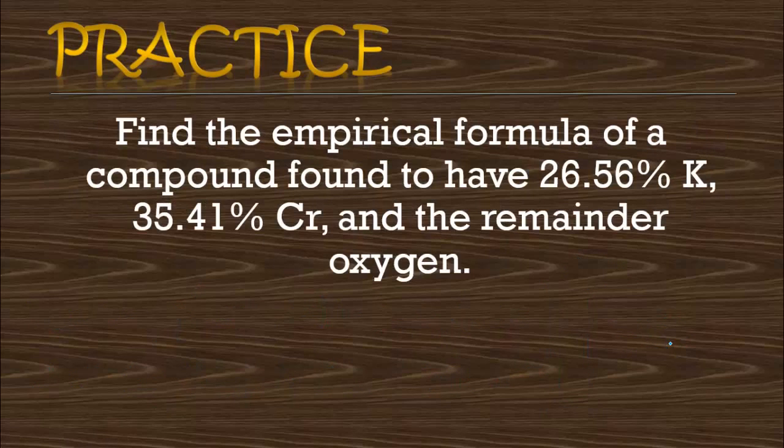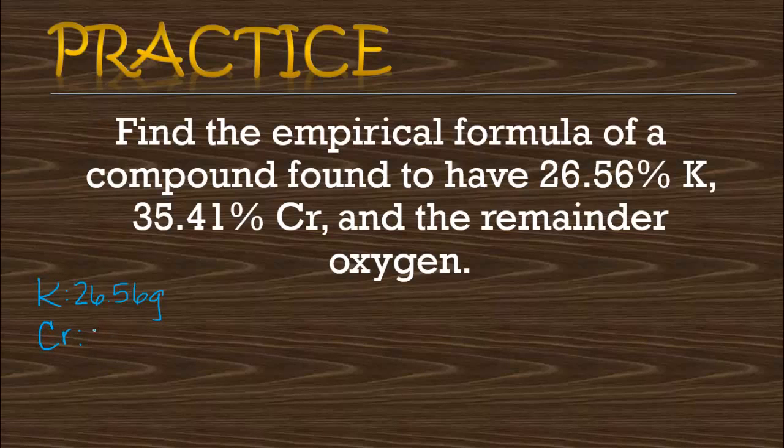So let's do it again. We want to find the empirical formula of the compound found to have 26.56% K, 35.41% Cr, and the remainder is oxygen. So we know that for K, we have 26.56 grams. Remember, all we're doing is changing the percent sign to grams.